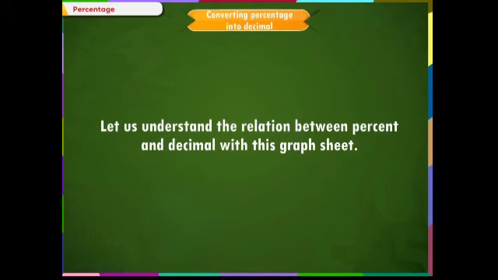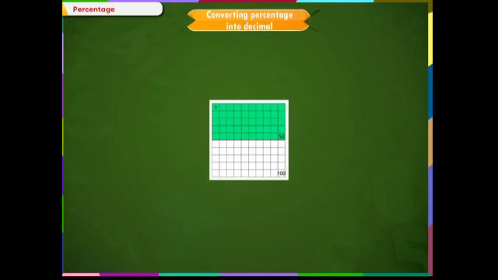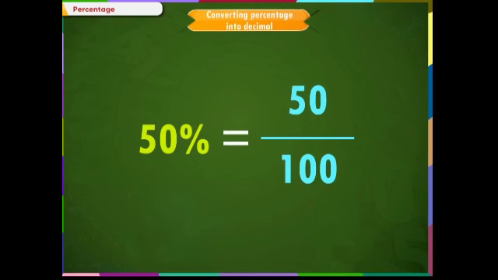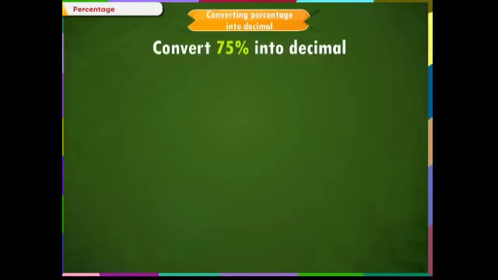Next, converting percentage into decimal. Let us understand the relation between percent and decimal with this graph sheet. Percent means for each 100 or for per 100. For example, 50% means 50 shaded blocks out of 100 blocks. Therefore, 50% is equal to 50 by 100. If we divide 50 by 100, we get 0.5. So, to convert from a percent to decimal, divide by 100 and remove the percent sign.